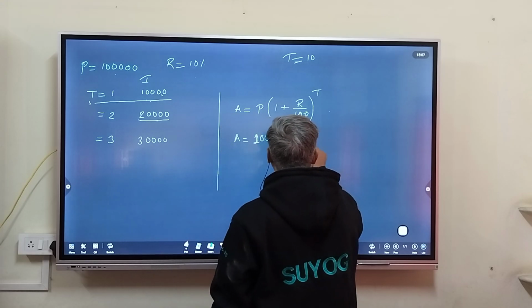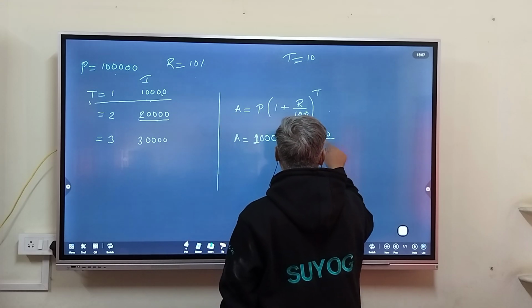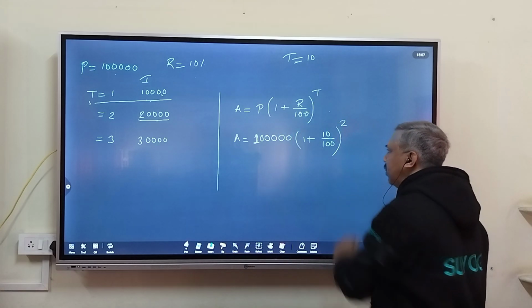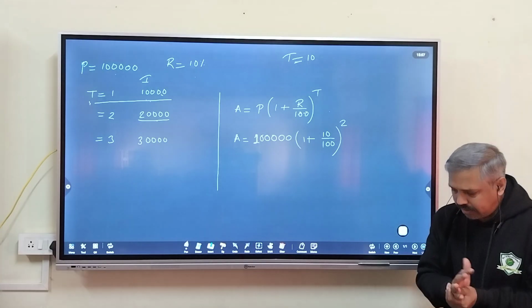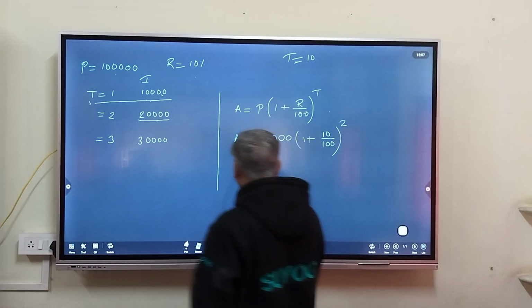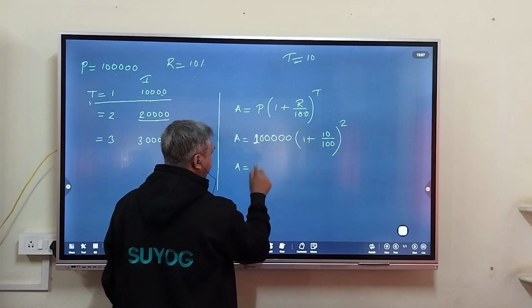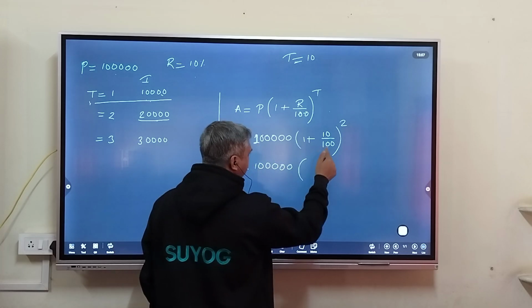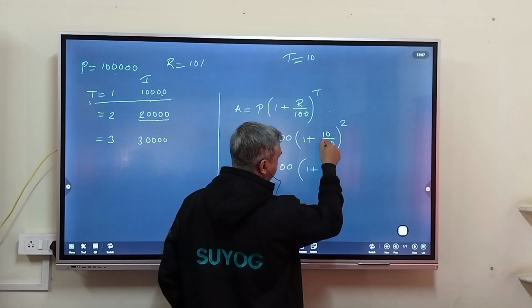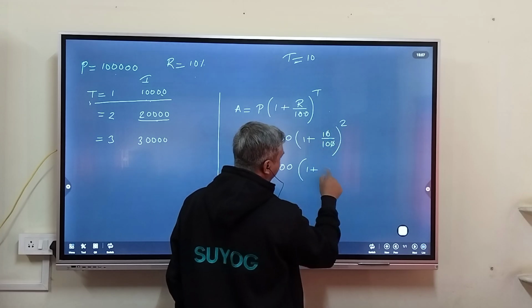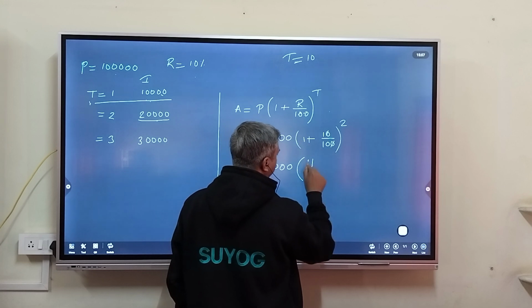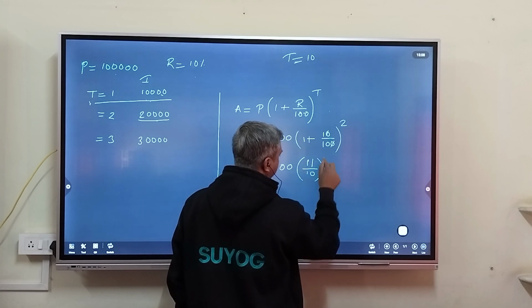₹1 lakh into 1 plus 10 by 100 bracket raised to 2. T is equal to 2. So A is equal to 1 lakh into 1 plus, this is 0 chala gaya, 1 by 10. 1 by 10 plus 1, 11 by 10 square.